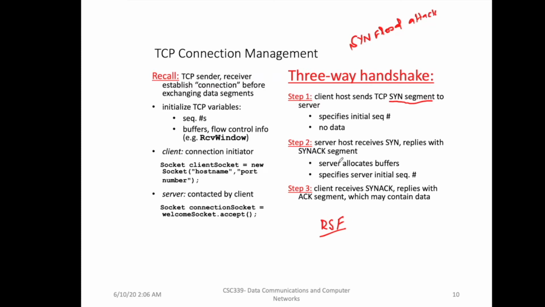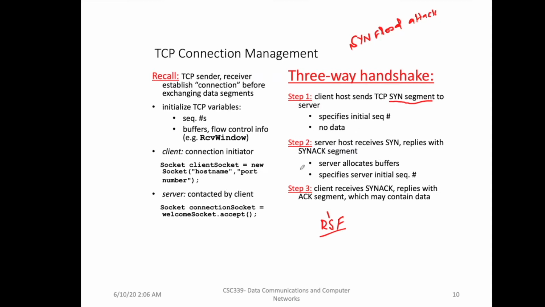So this special SYN segment is generated by setting the SYN flag, setting its value to 1. It has some initial sequence number, but it has no data associated with it. Why? Because we have not established our connection so far. It's a connection request, by the way.